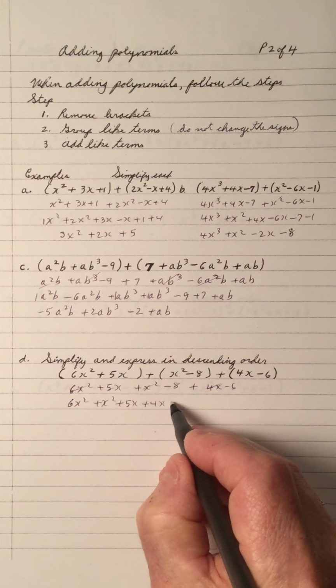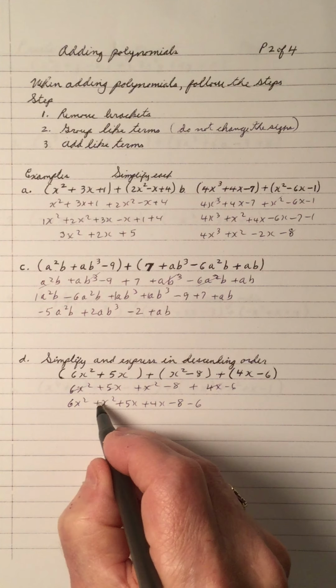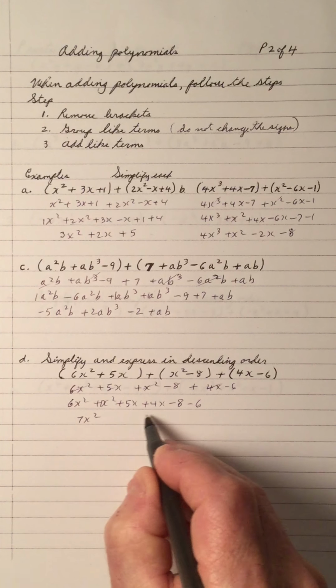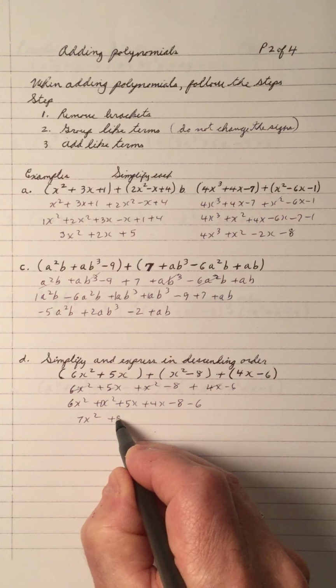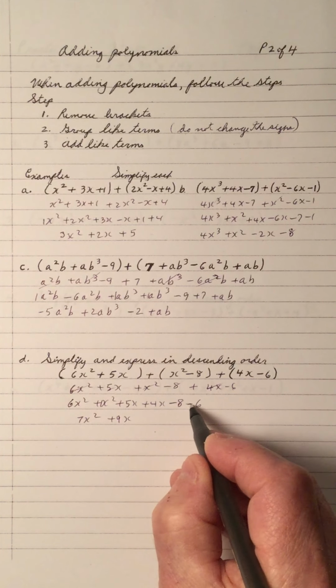They're done. And I got a minus 8 and a minus 6. Terms are grouped. That's a 1. So 6 plus 1 is 7x squared. 5 plus 4 is 9, so it's 9x. And that's a subtract 6, subtract 8, subtract 6.